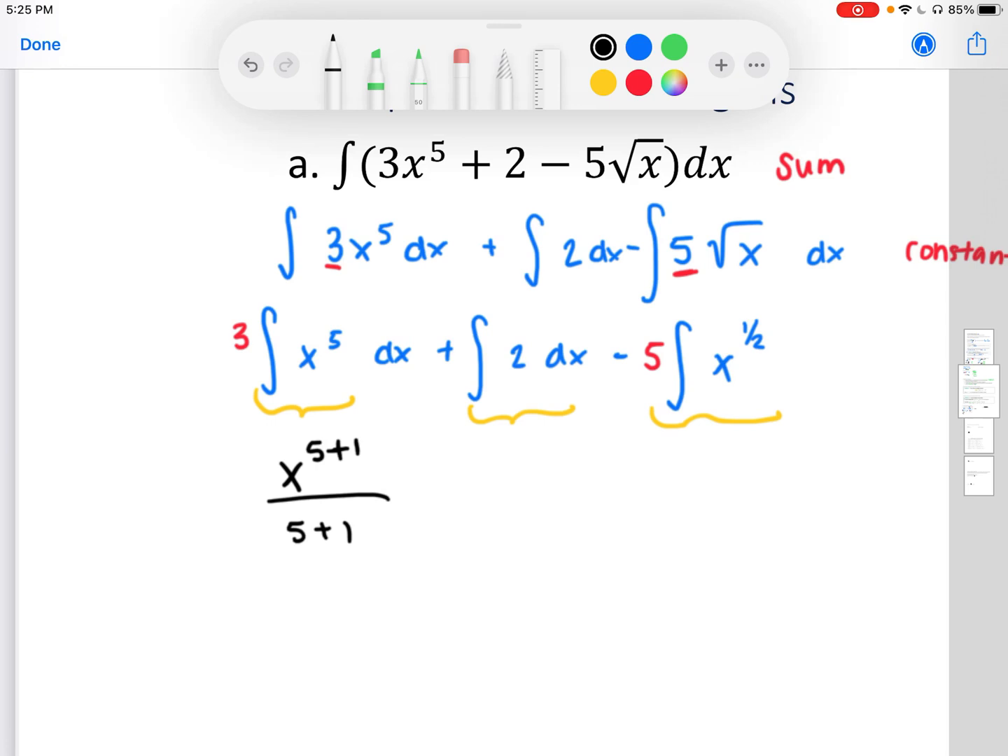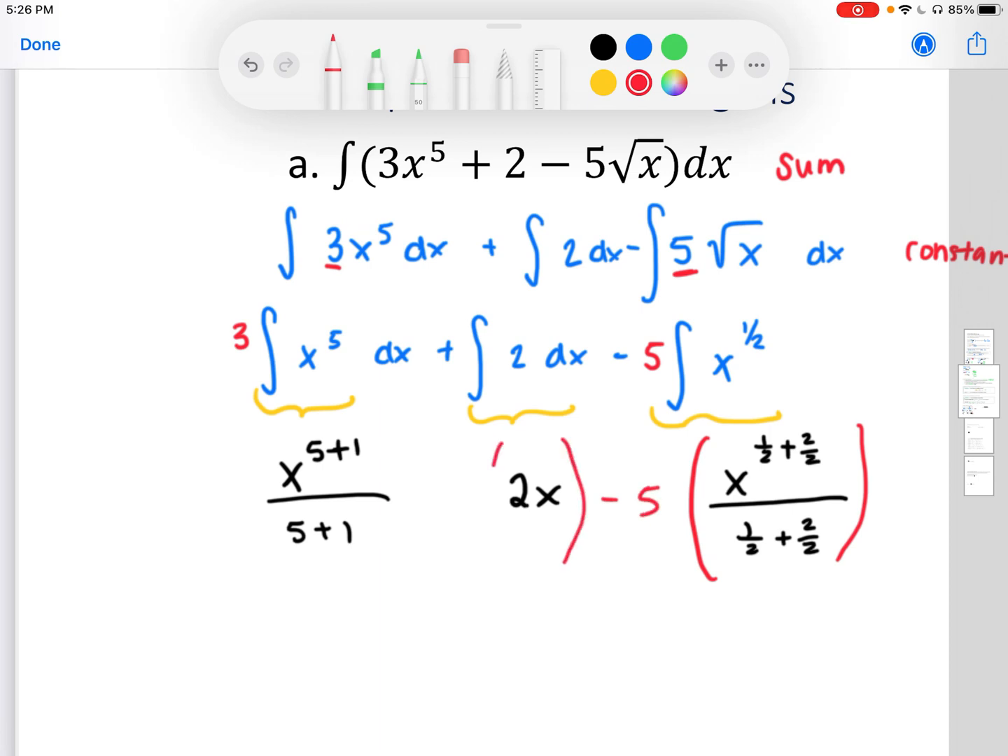The antiderivative of a constant is just that number with a variable. And then here I have x to the 1/2 plus 1, so plus 2 over 2. On the bottom I have 1/2 plus 2 over 2. All right, don't forget about your constants. Okay, now it's just a matter of cleaning it up.